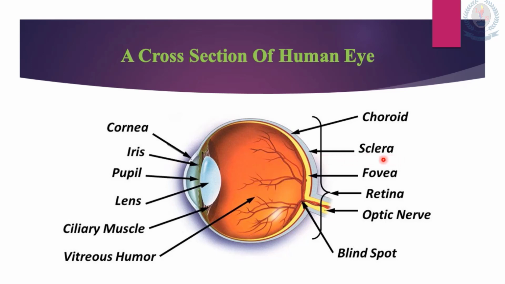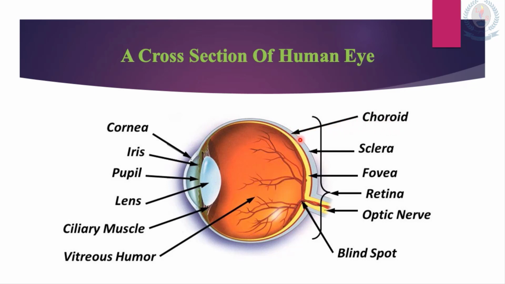Sclerotic layer. Sclerotic layer is known as sclera. That is the outermost layer of the eye. Cornea. That is a part of sclera. Cornea is located in front of the iris. Cornea is very thin and transparent.